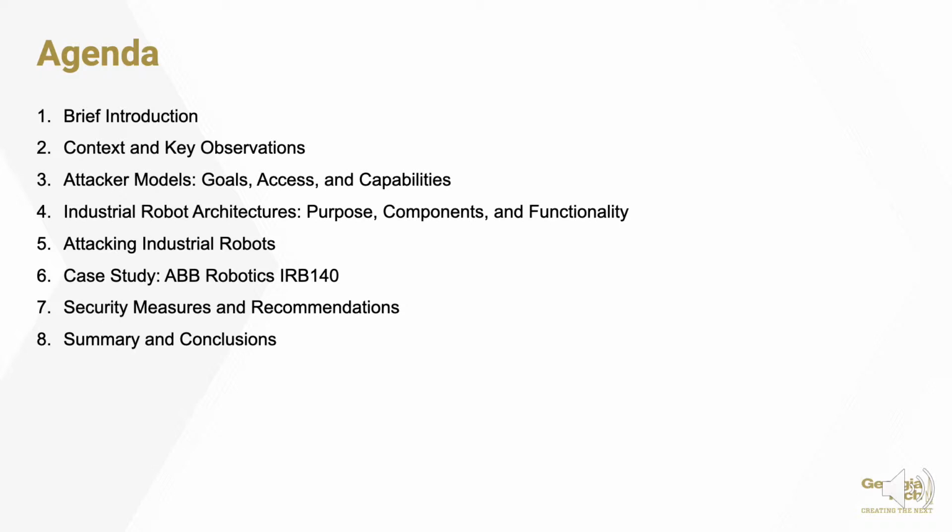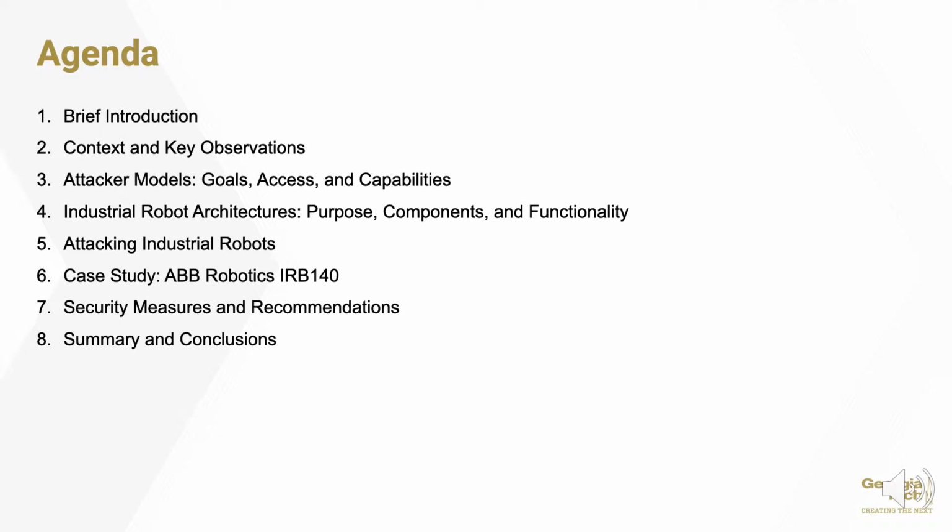So here's the agenda for the presentation. We'll start with a brief introduction, then we'll look at context and key observations made by the authors. We will look at attacker models, their goals, access requirements, and capabilities. And then we'll look a little bit at industrial robot architectures as far as what their purpose is, the components that make up an industrial robot, and their functionality.